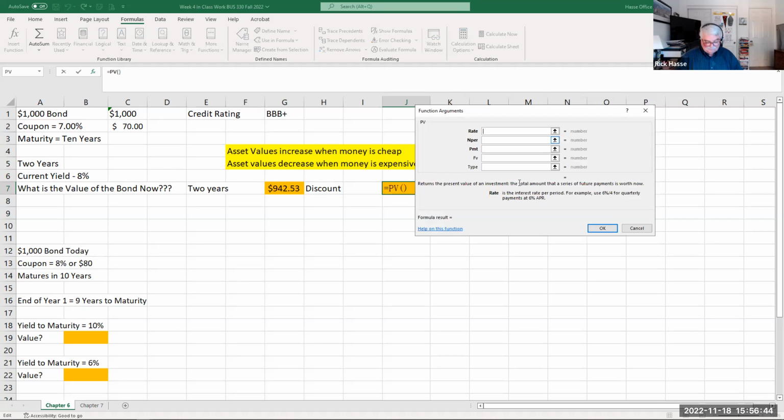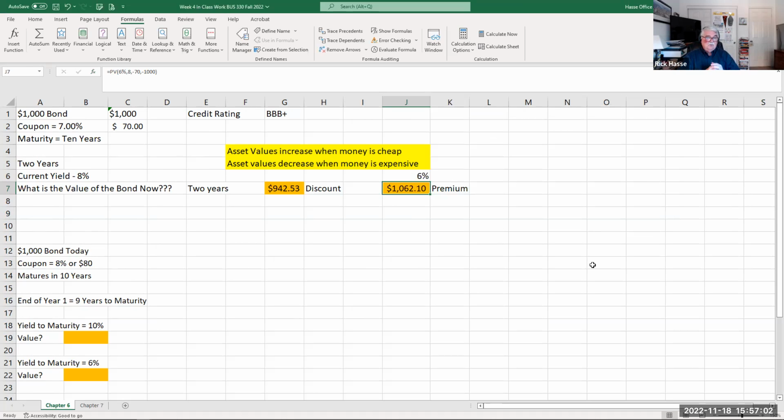Now the market yield is 6%, and everything else is the same. 8 years remain. The payment is still $70, and the future value at maturity is $1,000. Now look what happens to the price of the bond. It increases to $1,062.10. In other words, interest rates in the market are now below the coupon rate, which makes this existing bond at 7% more valuable. And that is called selling the bond at a premium over face value. And the premium is $62.10.